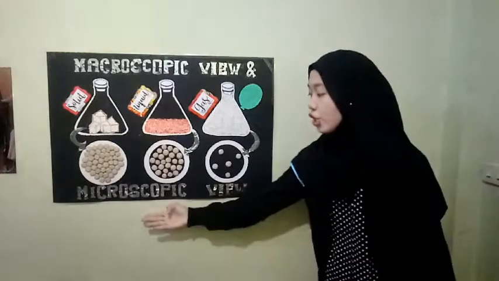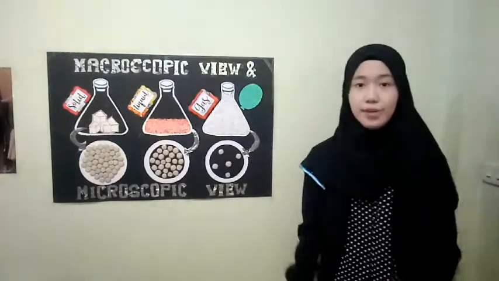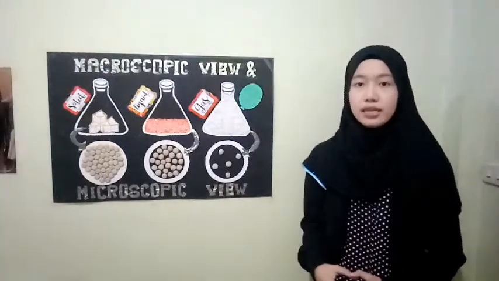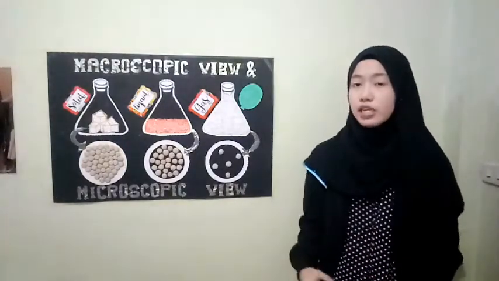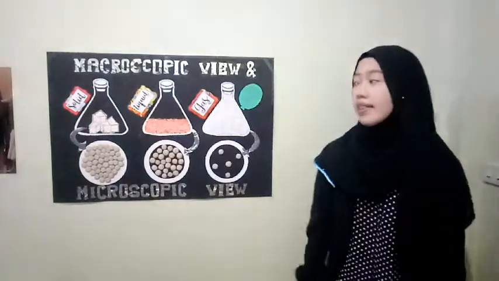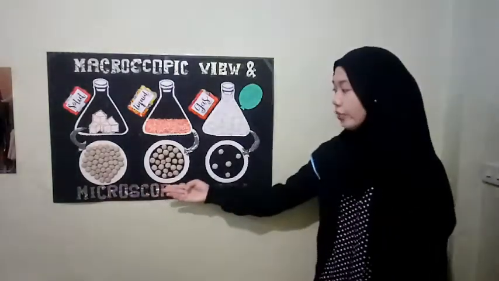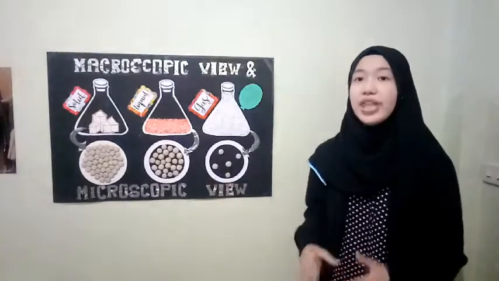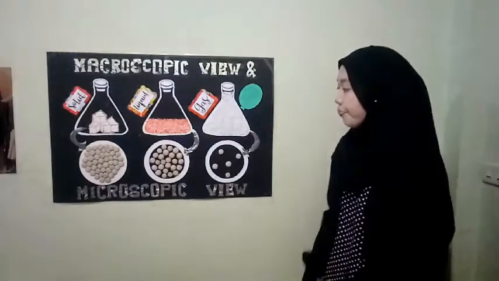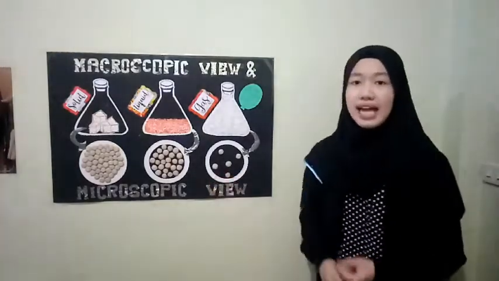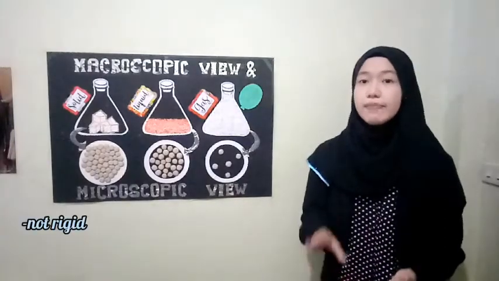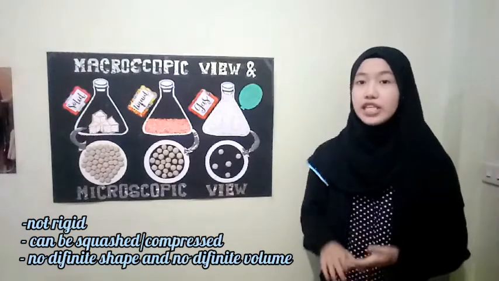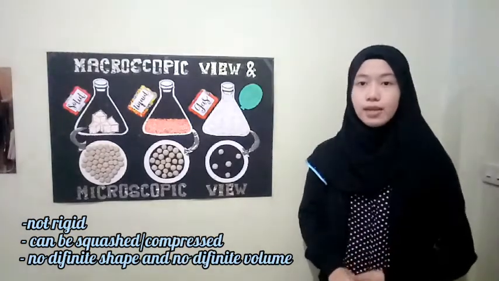So the microscopic view of a gas is that the properties of a gas depend on how the particles are packed. The force acting on the particles of a gas is weak, unlike solid and liquid. The particles of a gas are not closely packed, they fall apart. So, as a result, gas is not rigid, it can be squashed or compressed, it has no definite shape, and has no definite volume. That's all.